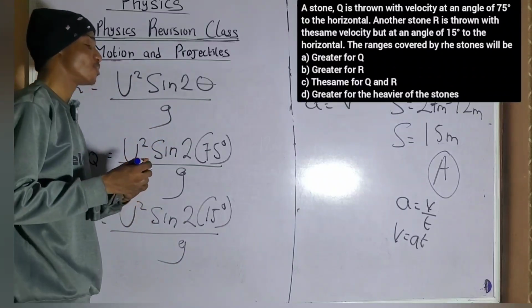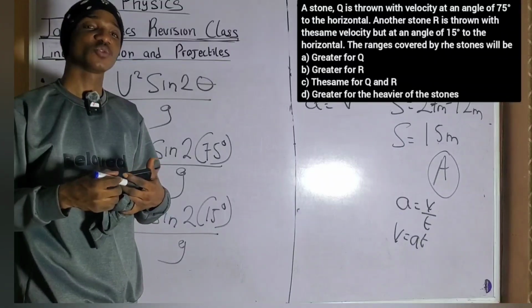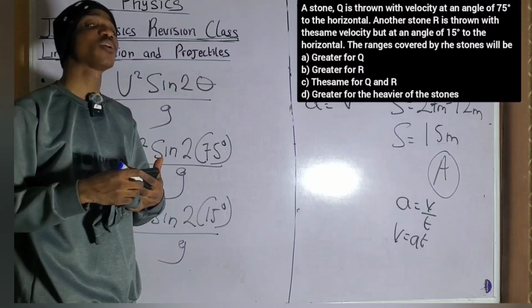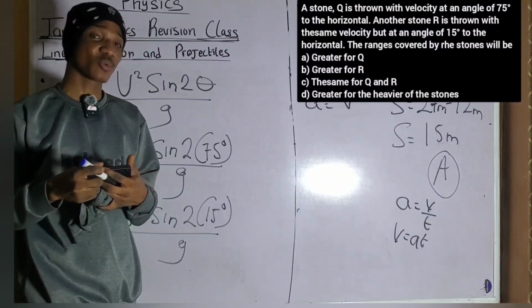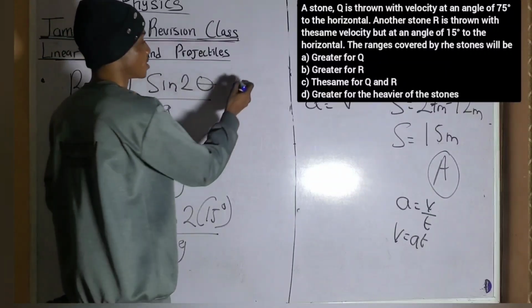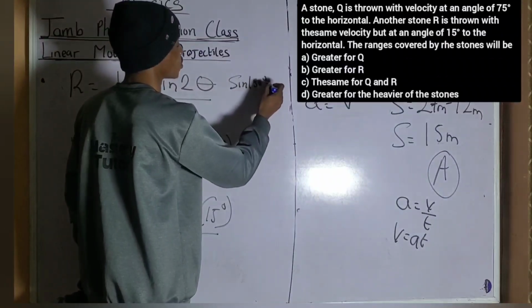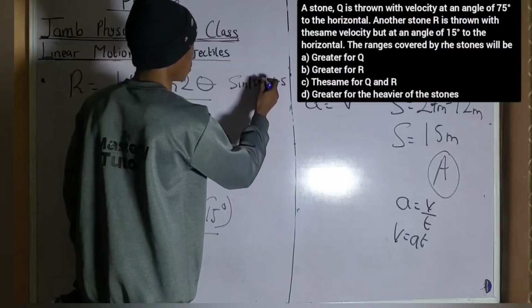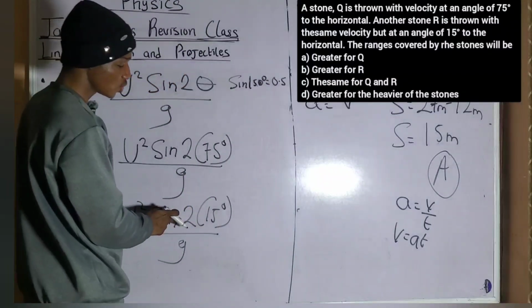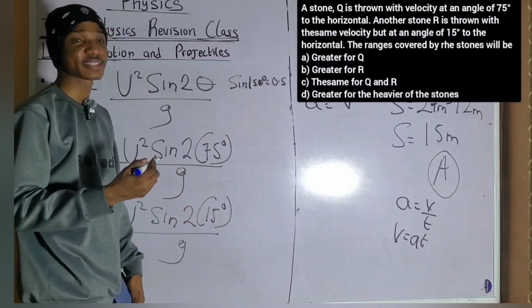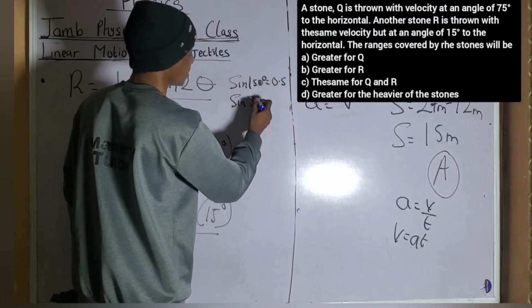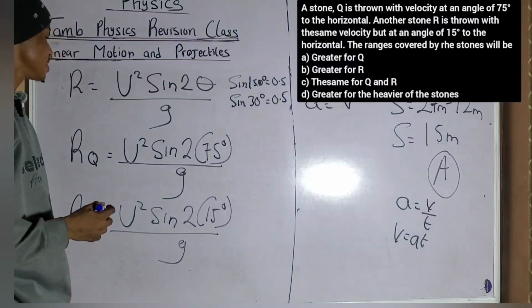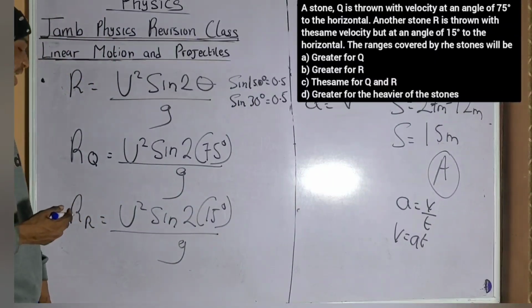Now listen to me carefully. Do you know that sine 2 times 75 degrees will give me what? 150, right? Sine 150 degrees is equal to 0.5. And also, sine 2 times 15 degrees will be sine 30. Sine 30 degrees is equal to 0.5 as well. That means the range of both Q and R will be the same.